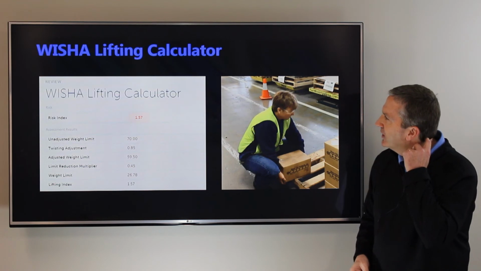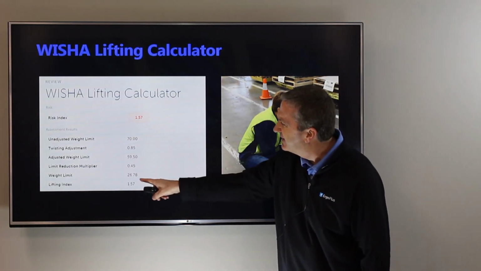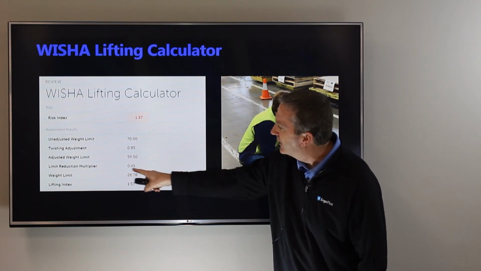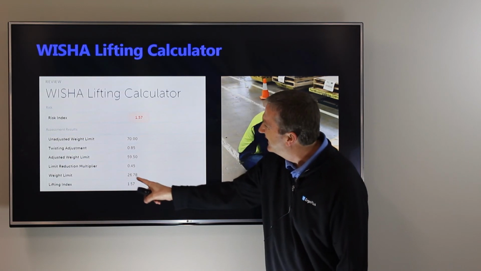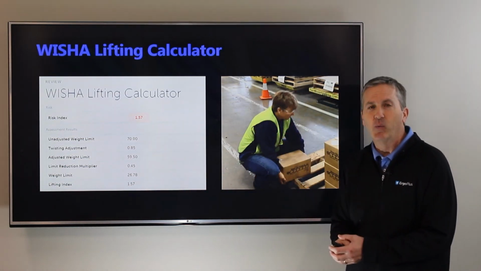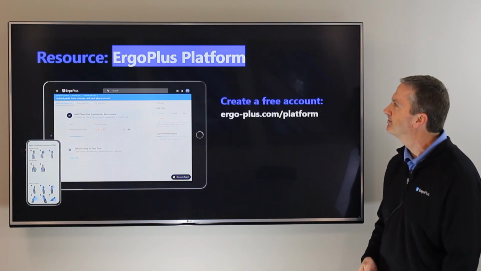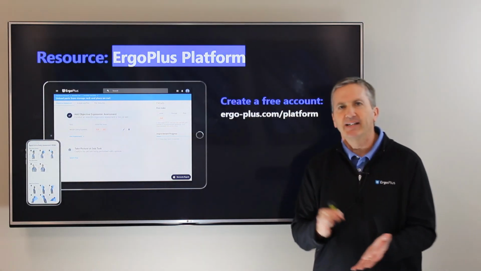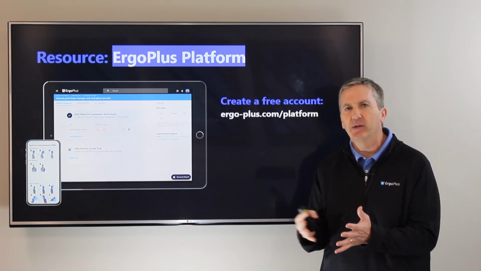So this is the WISHA outputs, which gives us a weight limit, again, a recommended weight limit in NIOSH equation terms, and a lifting index, in this case of 1.57, which is well above 1 and indicates some risk is present for this task. Okay, that's a wrap for the introduction to the NIOSH lifting equation and the WISHA lifting calculator as well.